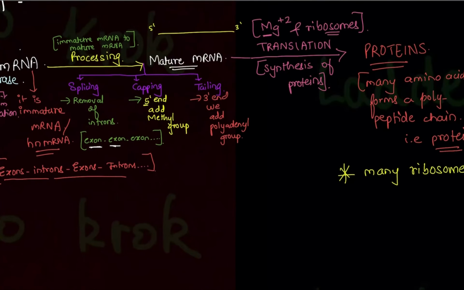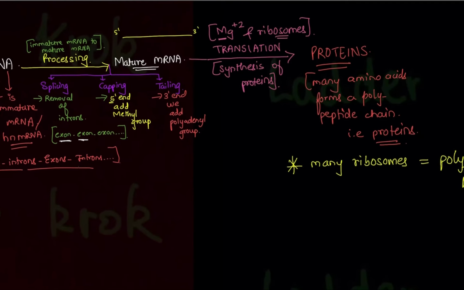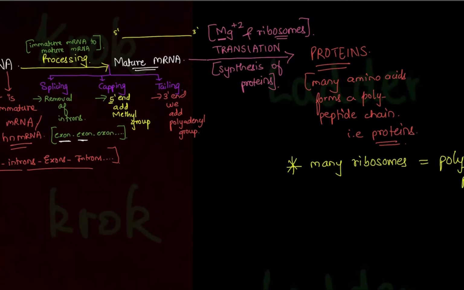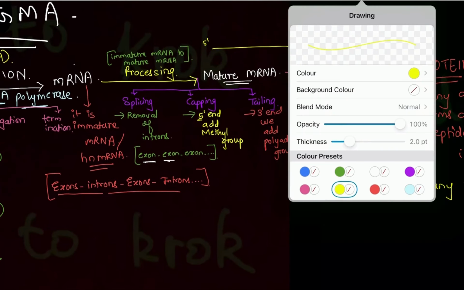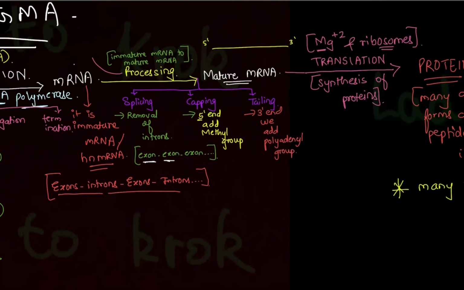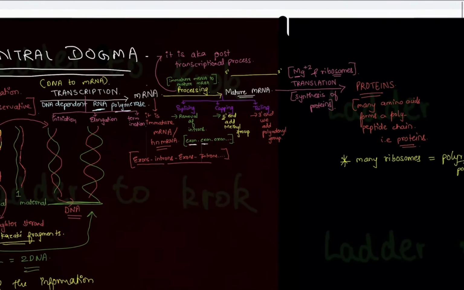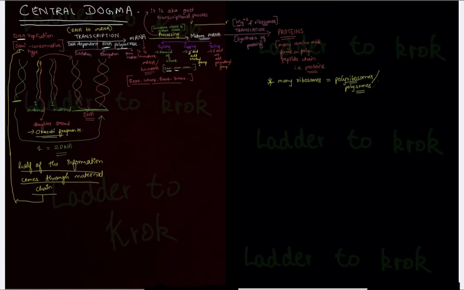Mature mRNA then goes for translation in the ribosomes. In the ribosomes, magnesium is required. Along with magnesium, the proteins are formed. Proteins are nothing but many amino acids that come together and make a polypeptide chain, that is your protein. You can add a point over here that this processing is also known as a post-transcriptional process. It happens after transcription, right? So, post-transcriptional process. I hope this central dogma is clear.